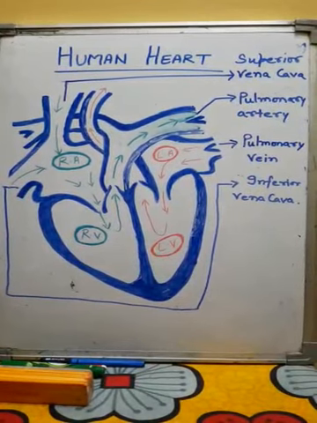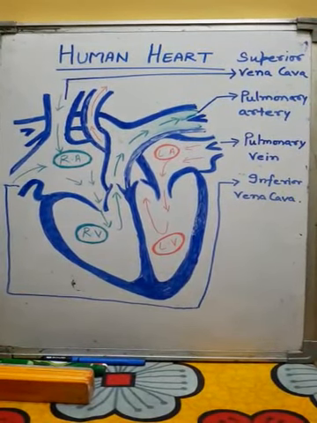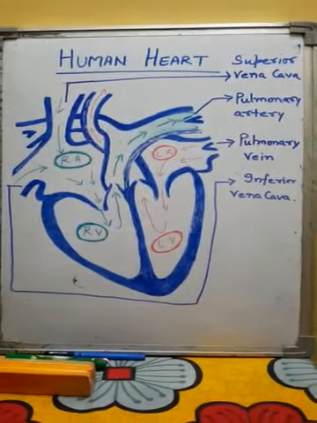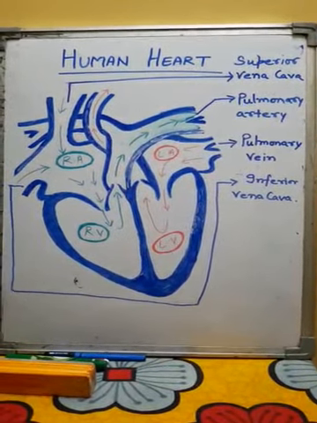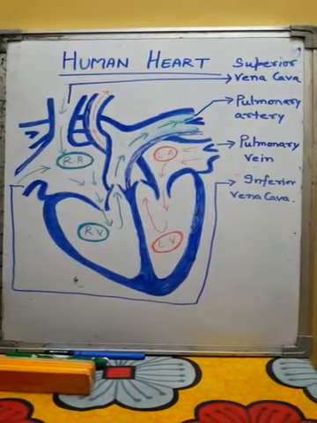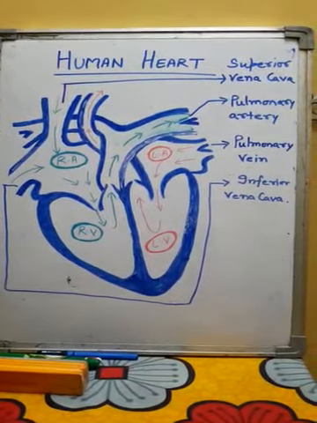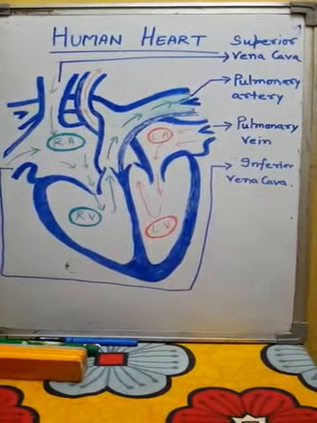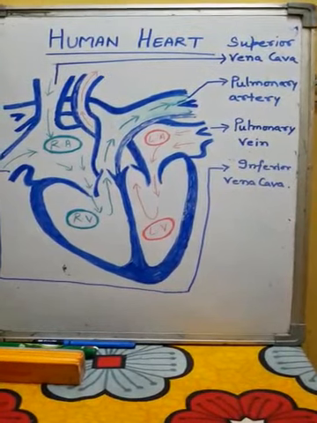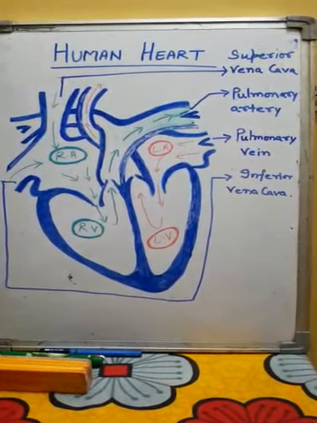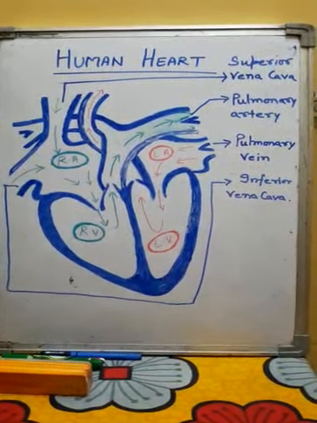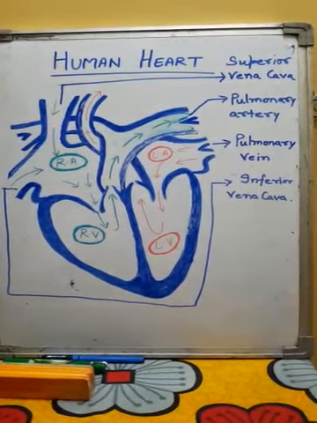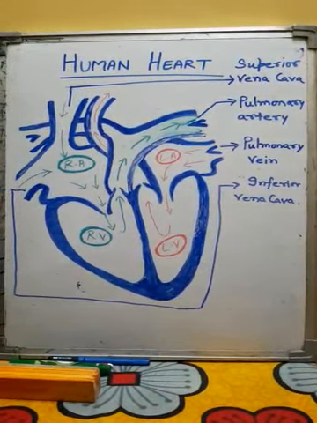Four-chambered hearts are present only in birds and mammals, in higher organisms. This we have studied in class 9 in the diversity chapter, that birds and mammals have a four-chambered heart. Lower organisms like amphibians have a three-chambered heart and fishes have a two-chambered heart. Higher organisms, birds and mammals, have a four-chambered heart because they have high energy requirements.